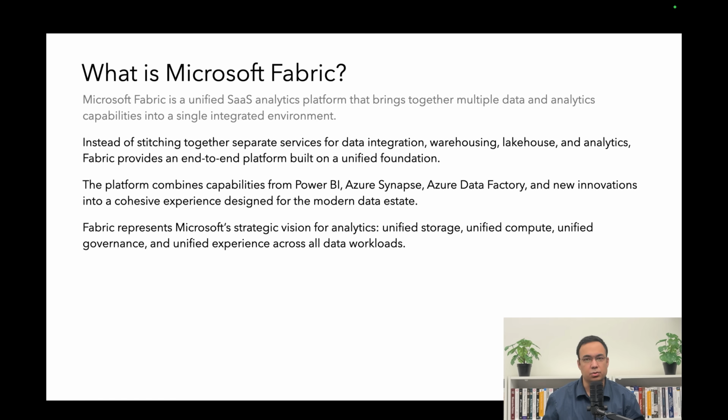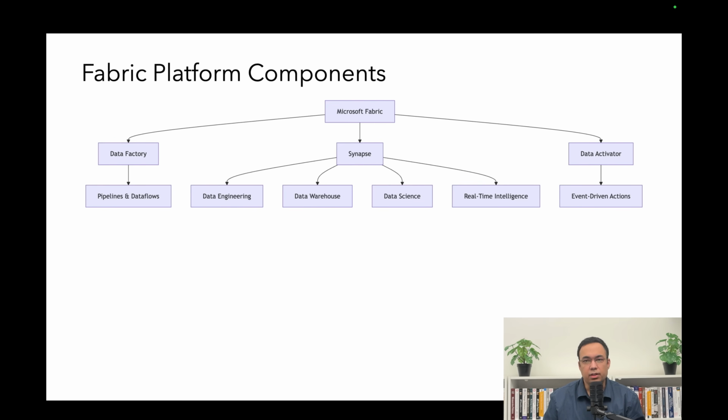When I say unified storage, I mean one data lake for everything. When I say unified compute, one capacity pool that all your workloads draw from. Unified governance means one set of security policies that can be applied everywhere. And unified experience means you're working in one interface, not jumping between different tools. This architectural approach reduces the complexity you typically see in analytics platforms, and we'll explore exactly how that works throughout this deep dive. Now let's look at the major components that make up the Fabric platform.